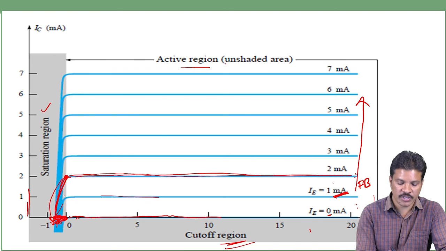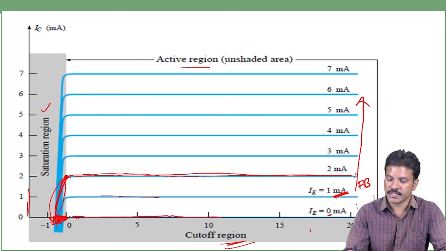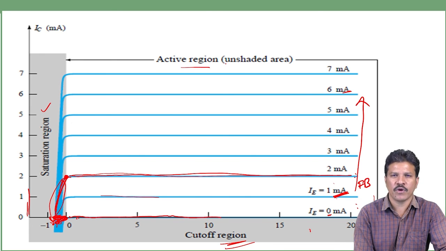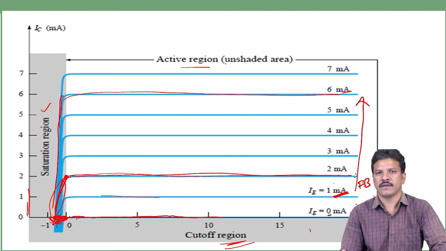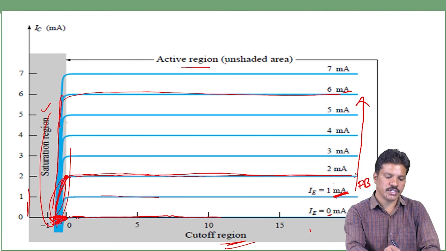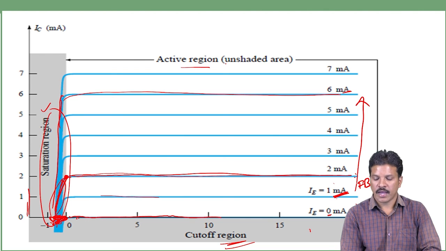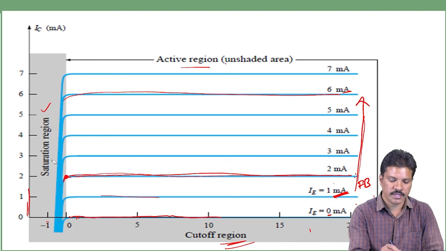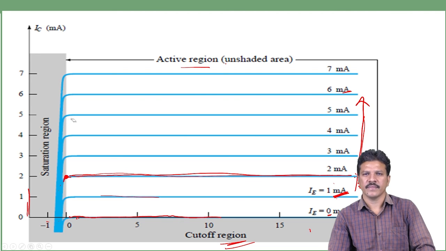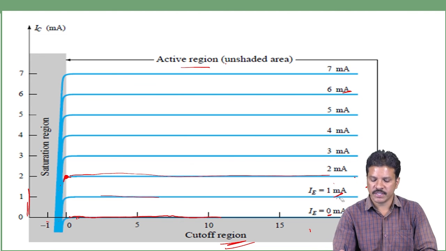So this region is called saturation. If you take some other voltage, 6 volt, 6 milliampere, it shows minus 0.1. So again, changing this minus 0.1 to 0, it immediately increases to 6 milliampere, and then it will maintain constant. So this region is called the saturation region. In this region, IE greater than 0 forward bias, VCB minus 1 to 0 forward bias, both forward bias, it is called the saturation region. Now, what are the outcomes from this output characteristics?